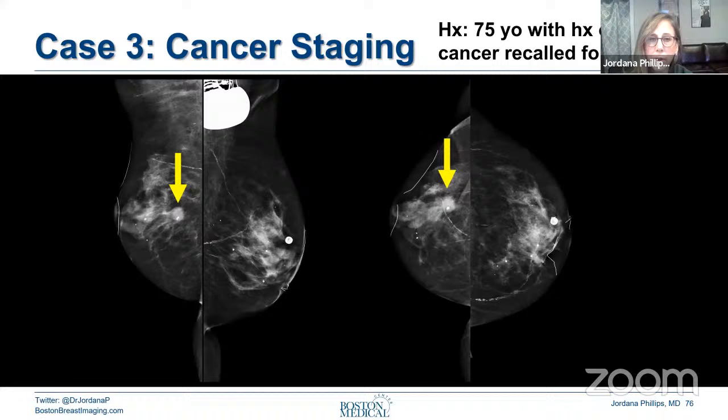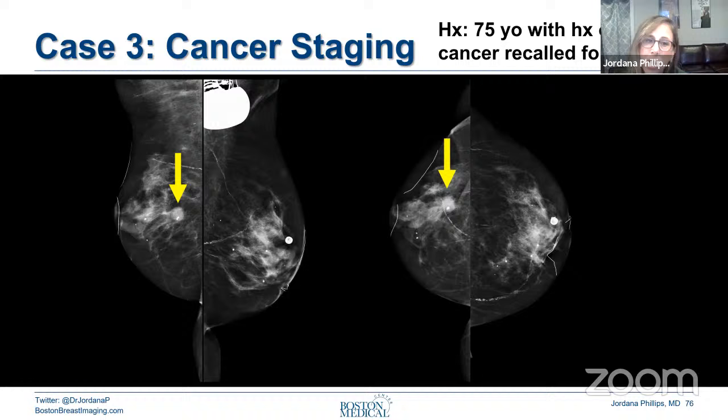This is another exam, but we've talked about distortion so far. This is a mass. This is a 75-year-old woman who had a history of bilateral breast cancer and was recalled for diagnostic CM for this right breast mass. Now what I like about this case, we can all see the mass, it's marked by the yellow arrow.